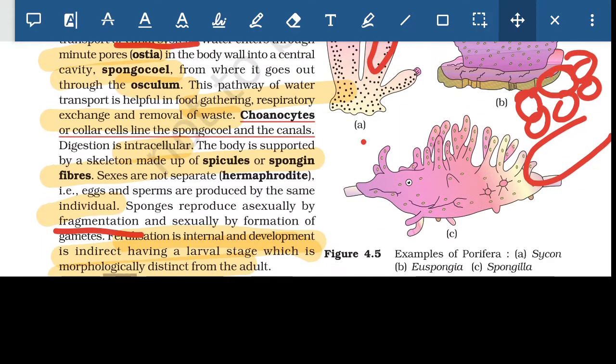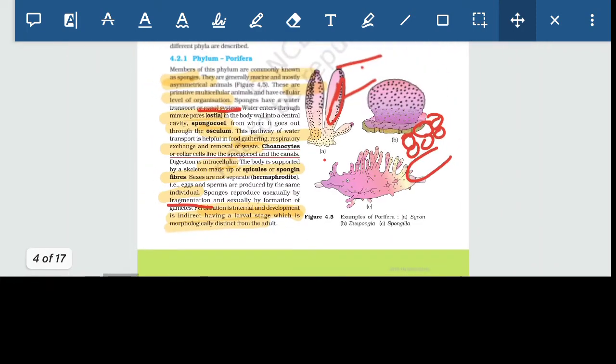Then the digestion is intracellular. The skeleton is made up of spicules or spongin fibers. Sexes are not separate, that means they are hermaphrodite. Both the sexes are present in the same individual. They reproduce asexually by fragmentation and sexually by formation of gametes. Fertilization is internal and development is indirect, that means they form larva. Is it clear? So here we complete the first phylum, that is Porifera.